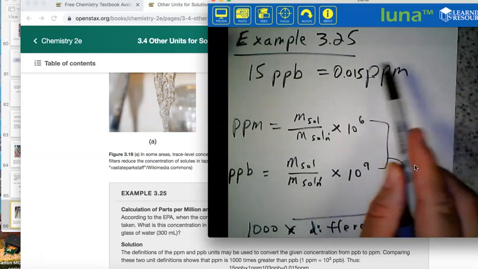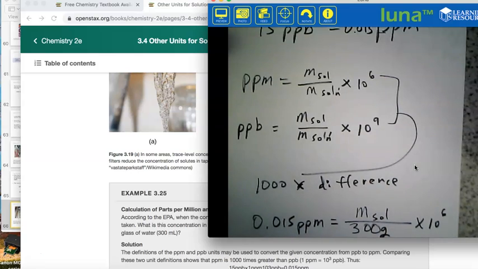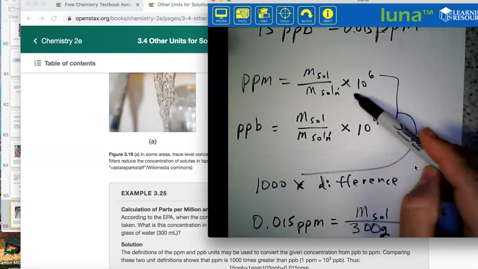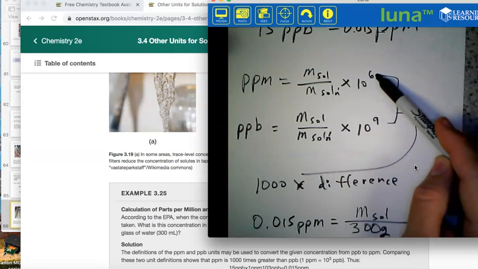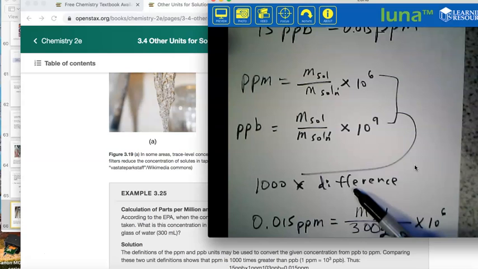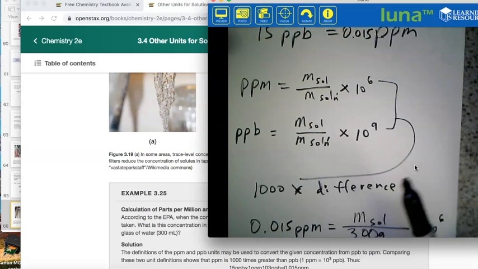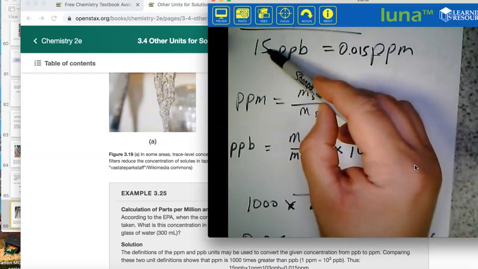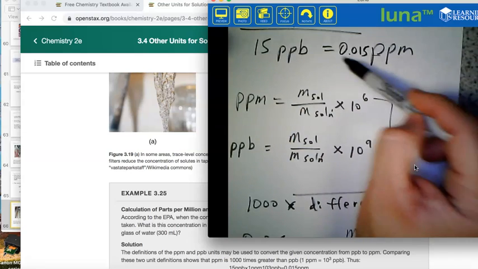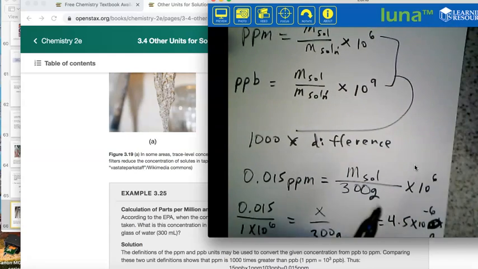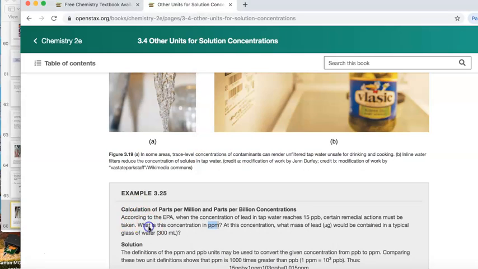Well, how did I get this number? If you compare the formulas for parts per million versus parts per billion, the only difference is the exponent, 10 to the 6th versus 10 to the 9th. That's a 1,000 times difference. So if this is parts per billion, to find parts per million I'm just going to move the decimal place over 3 places to the left. And that's what I did there, to find parts per million. The first part was pretty easy.